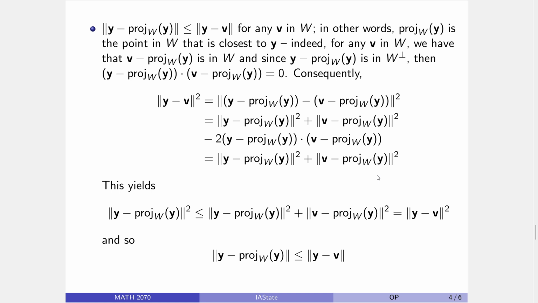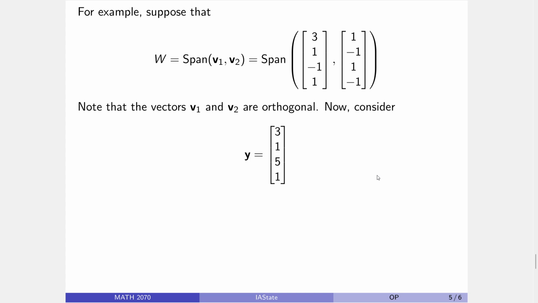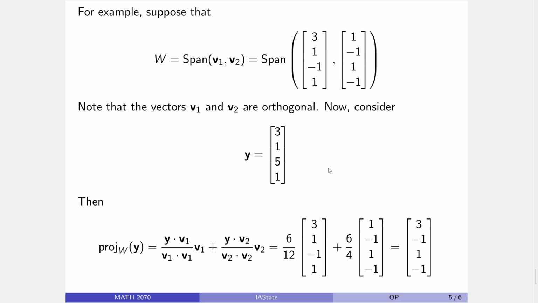Beautiful. All right. Equipped with that knowledge, let's do a quick little computation to play us off. Suppose we have a subspace W spanned by these two elements. Note those elements are orthogonal to each other, easily verified by taking the dot products. Now let's consider an element y, (3, 1, 5, 1). I can compute its projection, and again, it's just a matter of computing a bunch of dot products, scaling, and then adding. In this case, I pick up (3, -1, 1, -1), like that.